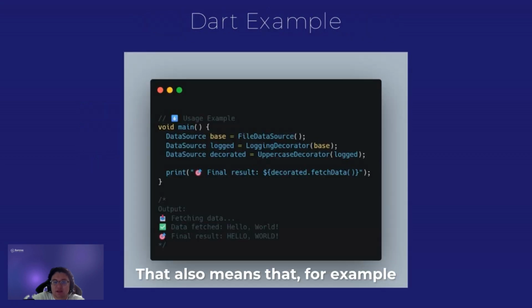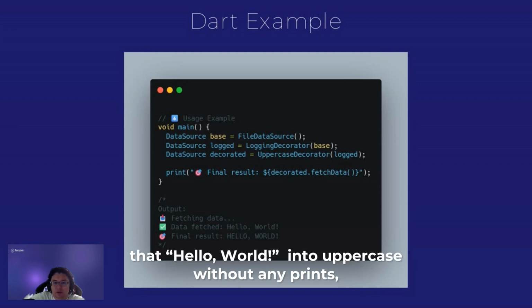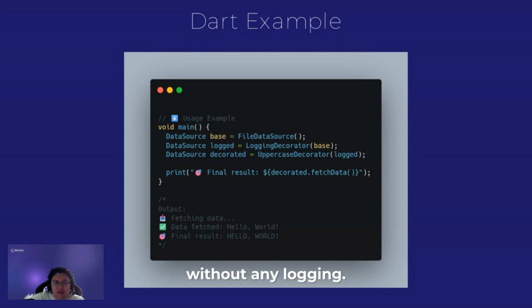That also means that, for example, if I don't want to use the uppercase decorator, I can just remove this line and continue using just the logging decorator, and I will be extending the base class just by adding some prints, some logs. Or if I don't want to do any print, any logging, I just remove this line and leave just the uppercase decorator. In that case, we will be just transforming that hello world into uppercase without any prints, without any logging.